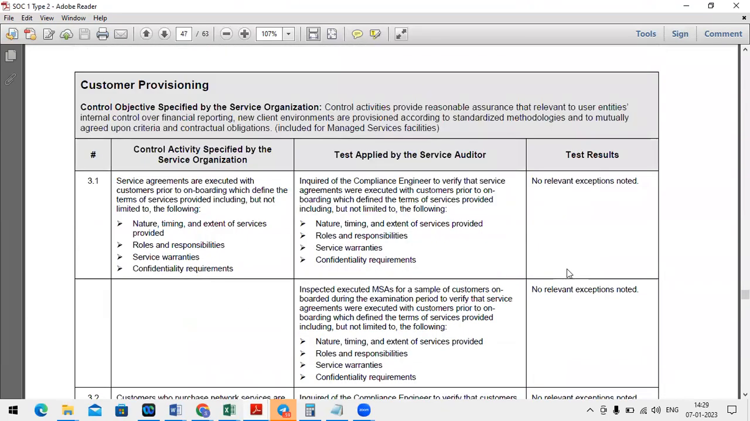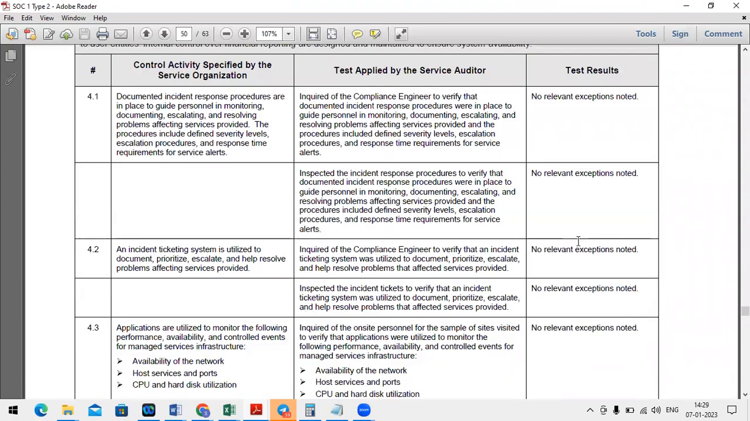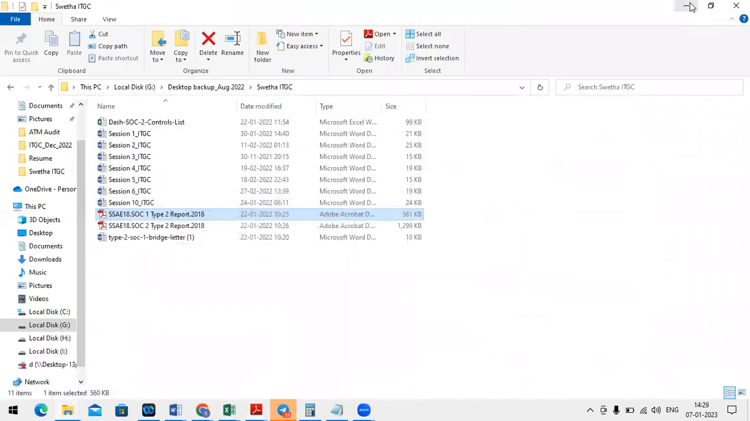So this is how the SOC report looks like. The very first question an interviewer might ask you: have you ever seen the SOC report? What is SOC? What is SOC 1? What is SOC 2? What is SOC 3? What are the differences between SOC 1 and SOC 2? What are the differences between SOC 2 and SOC 3?